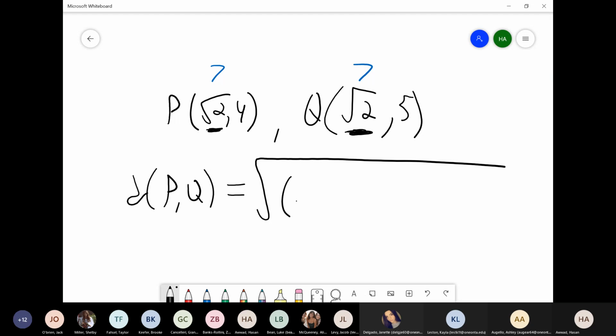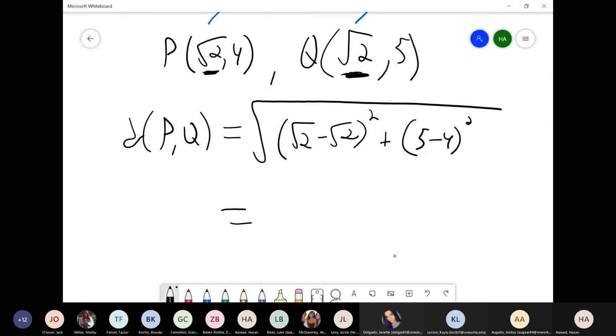So we know that we're going to have square root of 2 minus square root of 2 squared plus, and now we're going to have 5 minus 4 squared. Well, once again, just like we talked about, the same number minus itself is just going to give you 0, right? Square root of 2 minus square root of 2 is 0. 0 squared is just 0. So, okay, we have that. And then 5 minus 4 is 1, and 1 squared is still just 1. So we have the square root of 1, which is just 1.